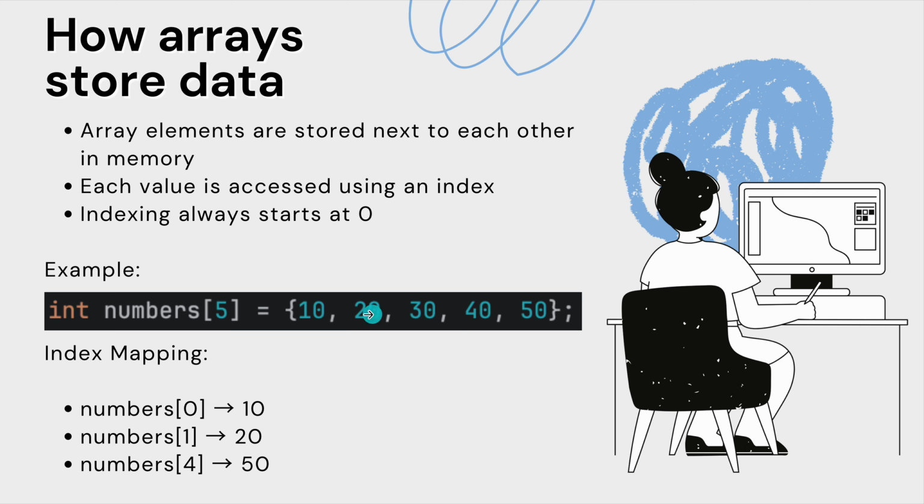So in this example, array int numbers[5] = {10, 20, 30, 40, 50}. Index 0 is 10, index 1 is 20, index 2 is 30, index 3 is 40, index 4 is 50. Even though there are 5 values, the last index is 4, not 5. This is one of the most common sources of bugs for beginners.